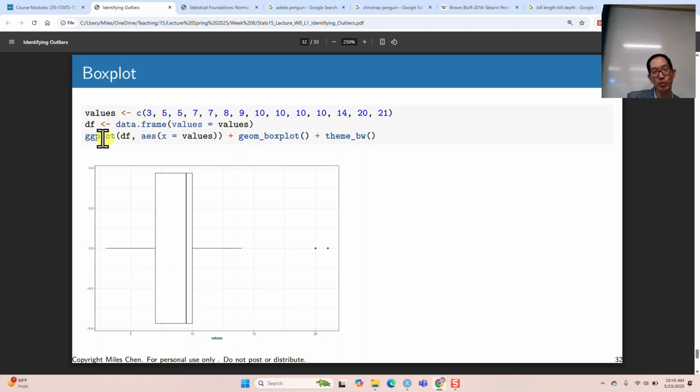You can do this with ggplot and geom_boxplot. And this is what we have. This line right here is Q1. This line over here is Q3, 7 to 10. The width of the rectangle is my IQR. If I go up 1.5 IQRs, that takes me to 14.5. There's an invisible line right here for my upper fence. Anything above that is considered an outlier. So in this case, 20 and 21 are outliers.